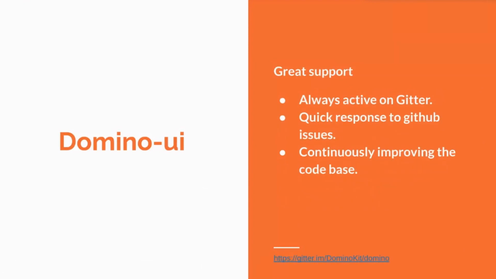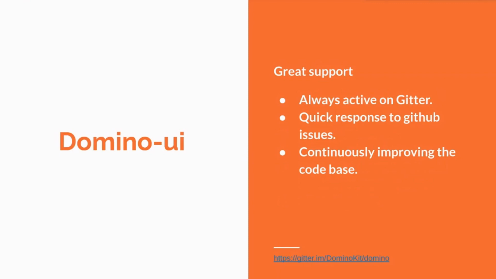The one thing that anyone who is following Domino UI will notice is that we have great support on GitHub, great support for the tool in general. We are always active on GitHub. We respond in a very short time, very quick response. We also respond to our GitHub issues really quickly. If we don't fix the issue right away, we at least comment or suggest things right away, and it's normally fixed within a day or two, a few days maximum.